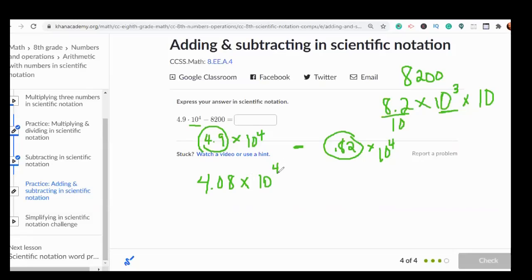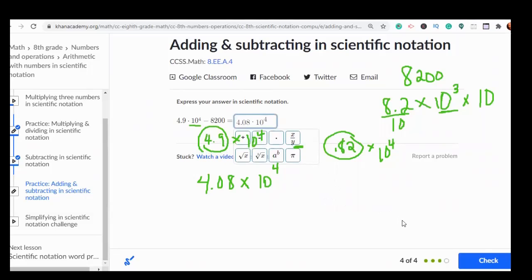And then we check, we need to verify, is this scientific notation? Again, it looks like it. We have a number times the power of 10. Is that number between 1 and 10? Yes, it is. So we are done. 4.08 times 10 to the 4th.